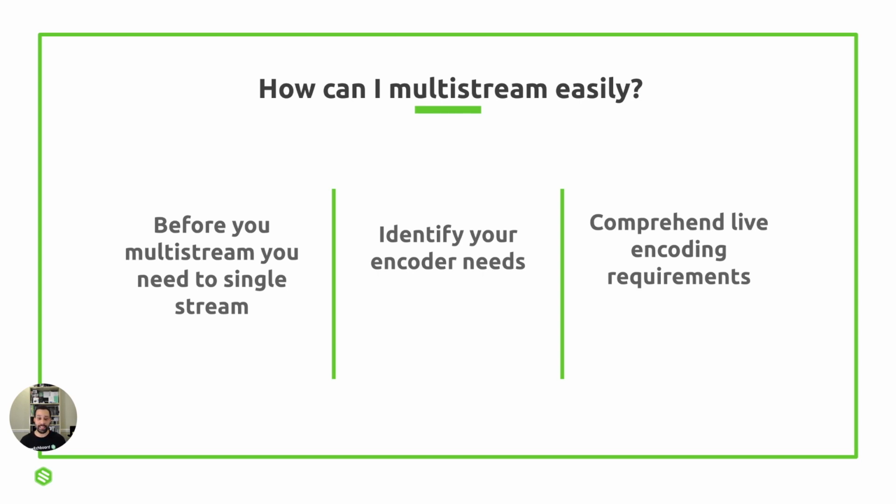The second thing, once you understand how you're going to do that, is what type of encoder are you going to be using, right? Really identify your encoder needs. Are you going to be using a mobile phone, right? Are you going to use a piece of software like Switcher Studio, Larix, or what have you on your mobile phone that would allow you to take a stream, go to a multi-streaming platform and then send out?